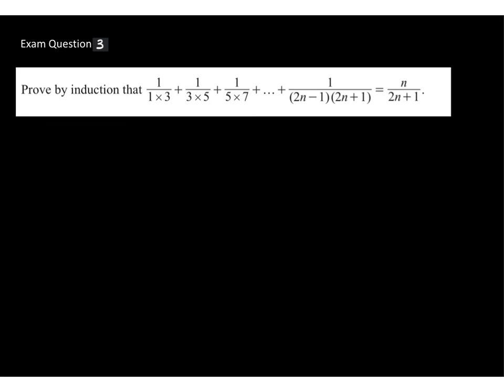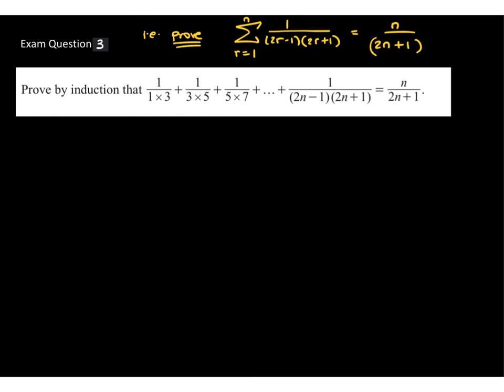So it is another summation result. We are proving that the sum of 1 over 2r minus 1 to r plus 1, between r equals 1 and n, is equal to n over 2n plus 1. So that's what we are proving by induction.